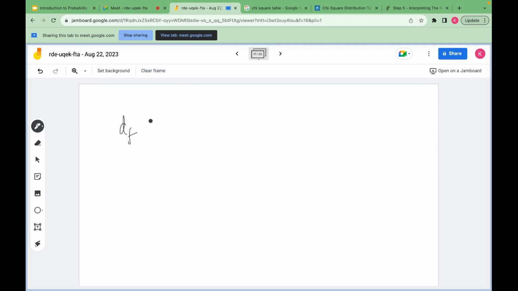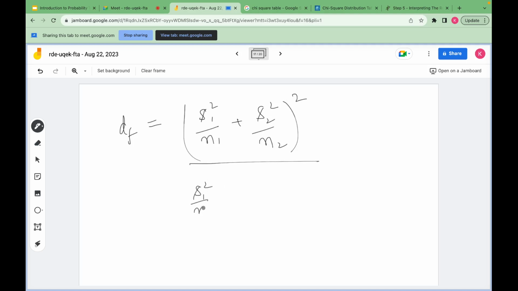Then we will find the degree of freedom, which is nothing but s1 square divided by n1 plus s2 square divided by n2, whole square, divided by s1 square by n1 whole square divided by n1 minus 1, plus s2 square by n2 whole square divided by n2 minus 1. This is the degree of freedom. Okay.